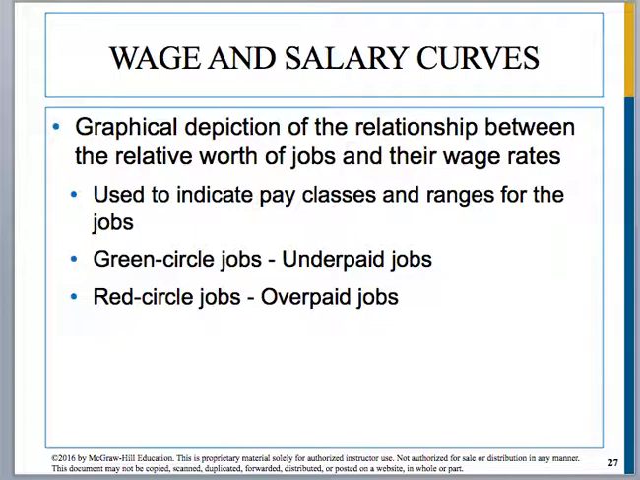Now there are some curves in wage and salary. That's a graphical depiction of the relationship between your relative worth of the job and the actual wage rates. And that's used to indicate the classes of pay and the ranges for the jobs that are being offered. So the green circle jobs are your underpaid jobs, right? And I don't even need to list all of the jobs and industries that you know that people are underpaid. And then the red circle jobs are the overpaid jobs.